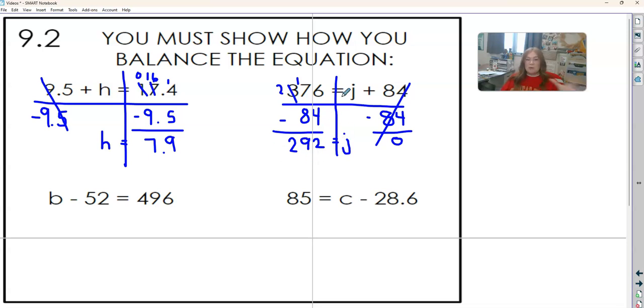So it doesn't matter which side it is on. We're always trying to get the variable by itself. We have to undo the side that has the variable. So let's take a look at some subtraction problems.